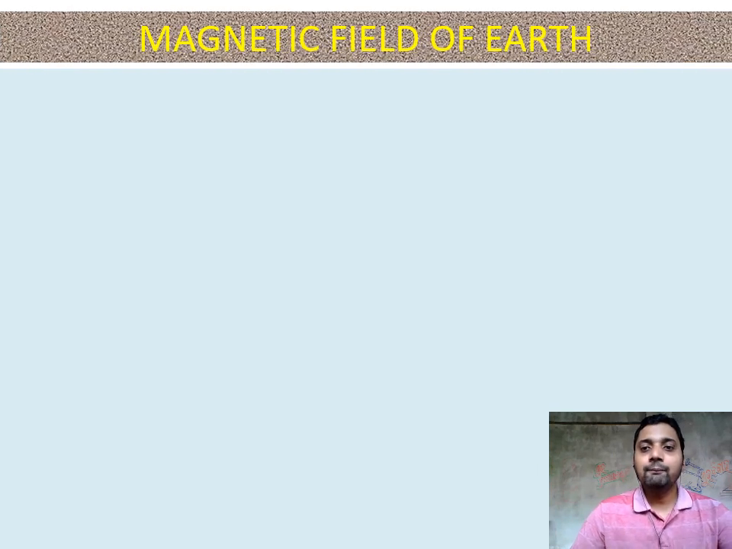Here, the magnetic field of the Earth. At the start of this video, I said that a magnet suspended with a thread remains in the north-south direction. Why does it remain in the north-south direction? It means there is a certain force of attraction from the Earth. That's what we are going to discuss: what evidence can prove that the Earth also has a magnetic field? How can we say that the Earth has a magnetic field?